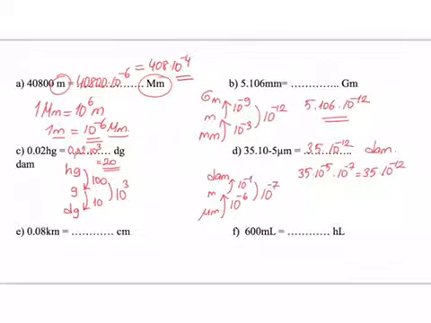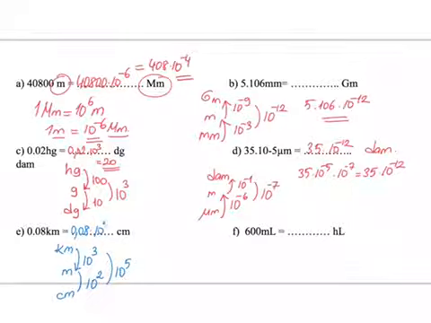E, let's change the color. 0.08 kilometer is equal to how many centimeters? I'm going to convert kilometer into meter and then into centimeter. Converting kilometer into meter, I multiply by 10 to 3, and meter to centimeter, I multiply by 10 to 2, which is equal to multiplying by 10 to 5. So 0.08 times 10 to 5, which in short is equal to 8 times 10 to 3 centimeters.